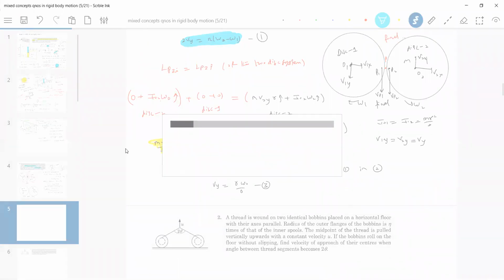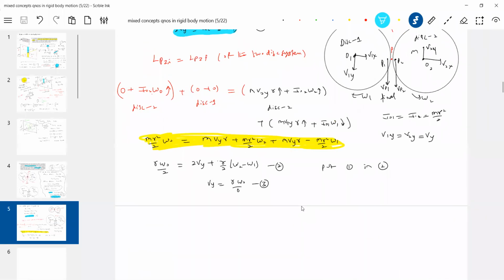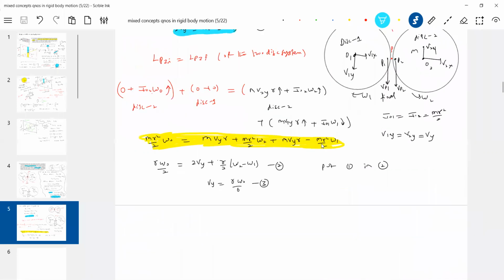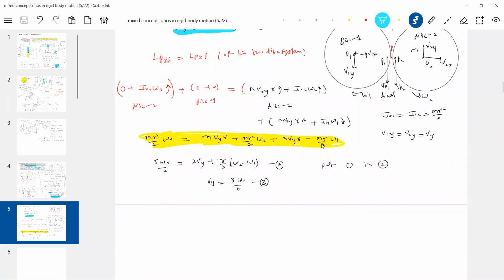We need some space here. I'll finish off that one. Almost we are at the end of the problem. Let's go for the angular momentum on an individual disk, the angular impulse. What is the initial angular momentum on disk 2? Initial angular momentum I naught omega naught minus an impulse J into R, and finally it will become I naught omega 2.